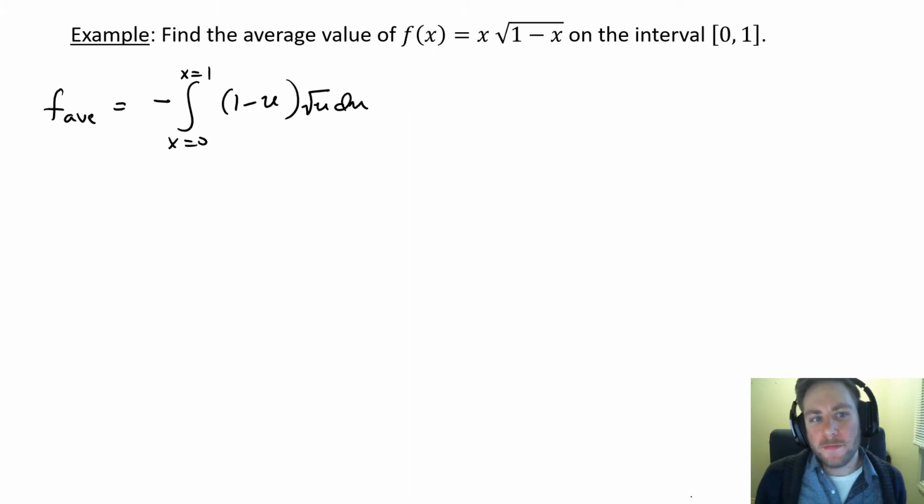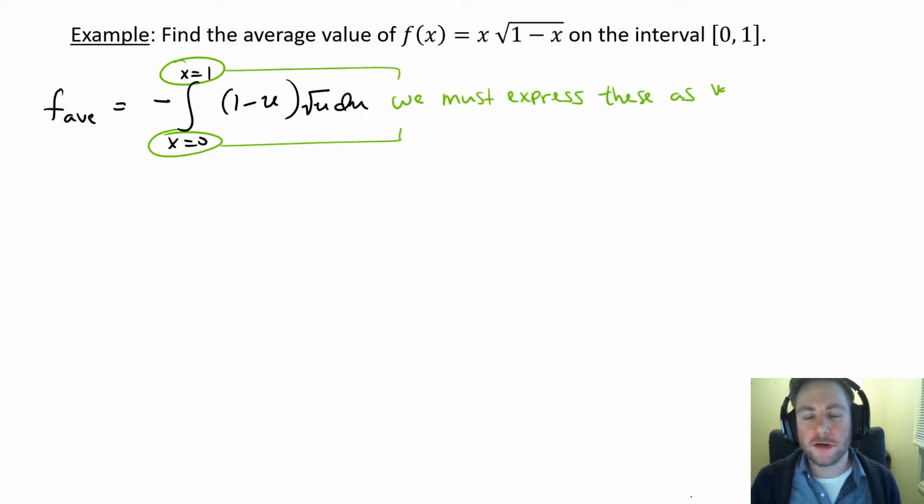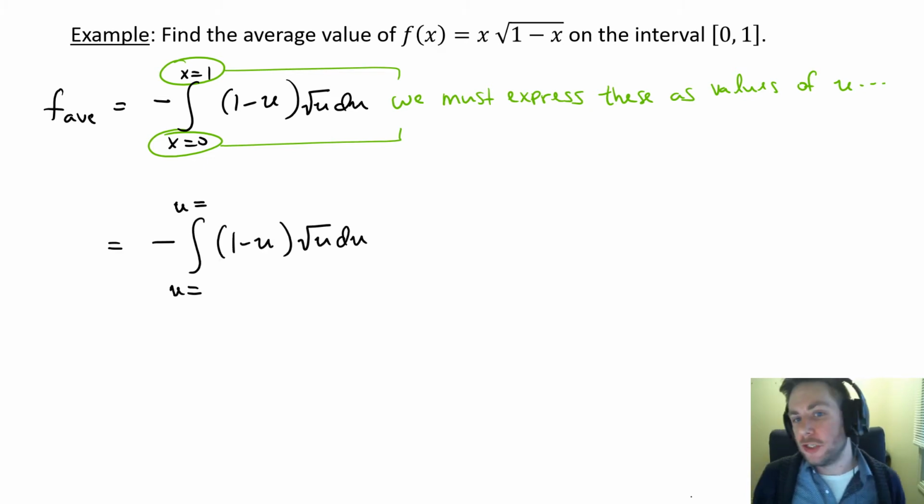We've managed now to express the entire integral in terms of u, which is good, except that, as I noted before, these integration limits are still values of x, and it would be preferable if they were values of u, just like everything else we've done so far. So we would like to express our integral like this. What values of u would correspond to the x values of 0 and 1?